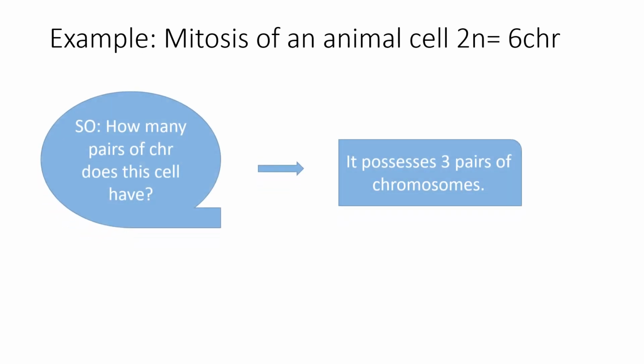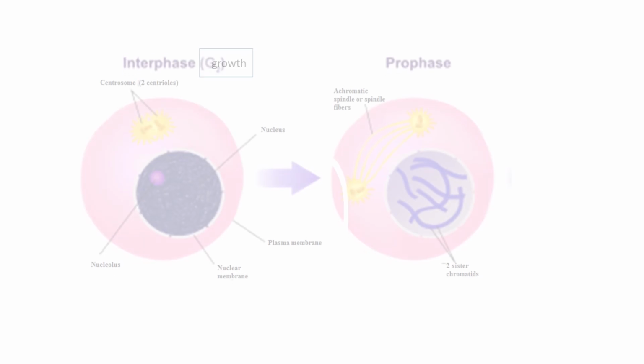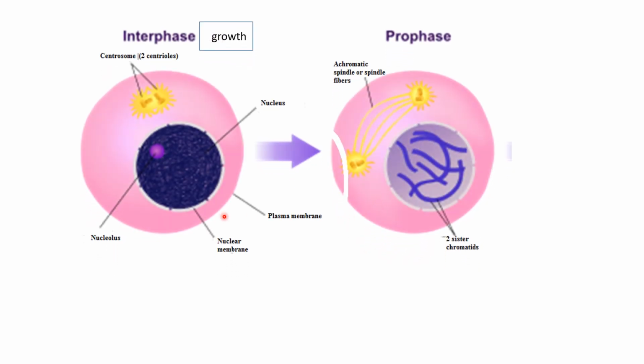Let's take the example of mitosis of an animal cell with 2N equals 6 chromosomes. So, how many pairs of chromosomes does this cell have? If it has 6 chromosomes, then this means that it has 3 pairs of chromosomes. Let's see. The cell with 2N equals 6 chromosomes undergoes a first growth phase called interphase.